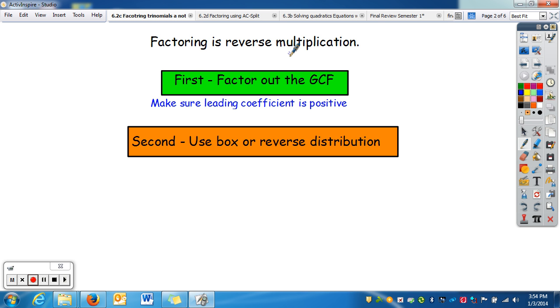Alright, so factoring. Remember, factoring is just reverse multiplication. We are just looking at what two things multiply together, or sometimes three things, to get what you started with. So first, you must factor out the GCF, and you always want to make sure the leading coefficient is positive when you're doing that. If it isn't, you have to divide out a negative. Second, you're going to use the box or reverse distribution.